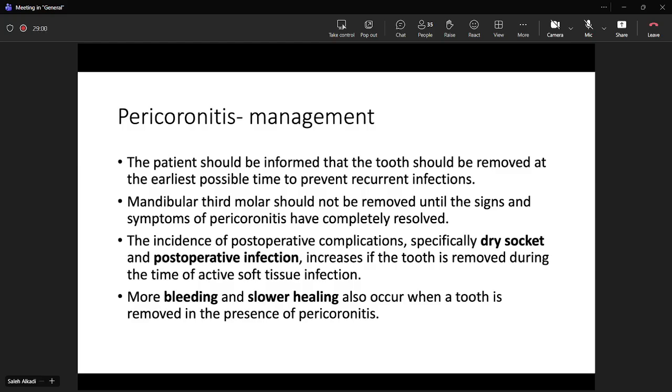But here, because the problem is within the soft tissues, not in the tooth itself but in the soft tissue surrounding it, it's not advisable to extract the tooth while the active infection is going on in the soft tissues.